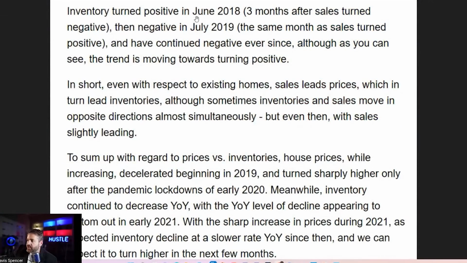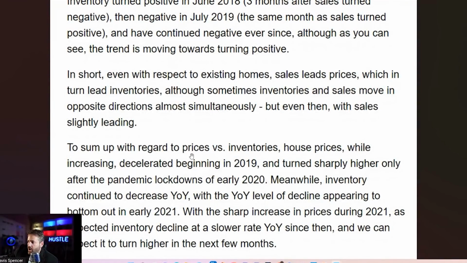Inventory turned positive in June 2018, then negative in July 2019, and has continued negative ever since. Although, as you can see, the trend is moving towards turning positive. Thank you, interest rates increasing. In short, even with respect to existing homes, sales lead prices, which in turn lead inventories, although sometimes inventories and sales move in opposite directions almost simultaneously. But even then, with sales slightly leading.